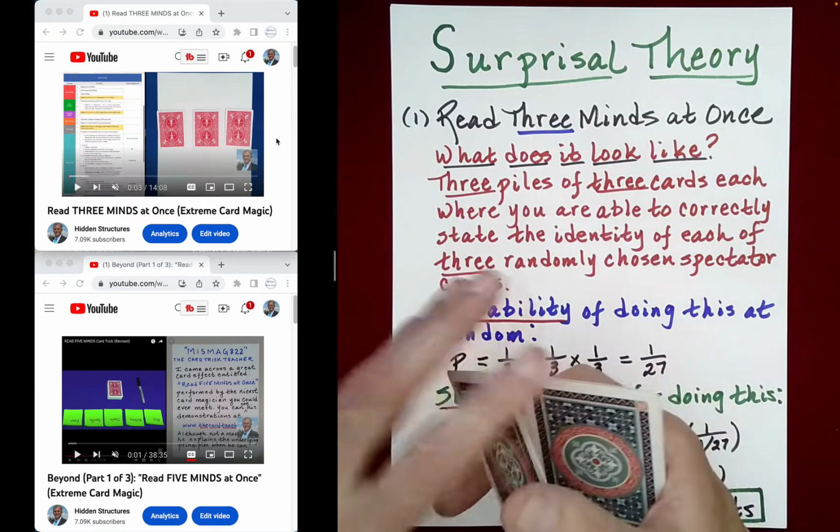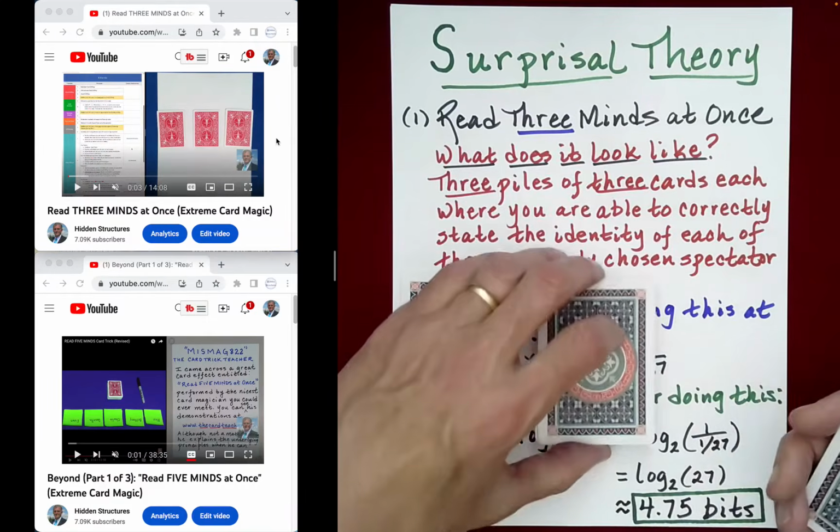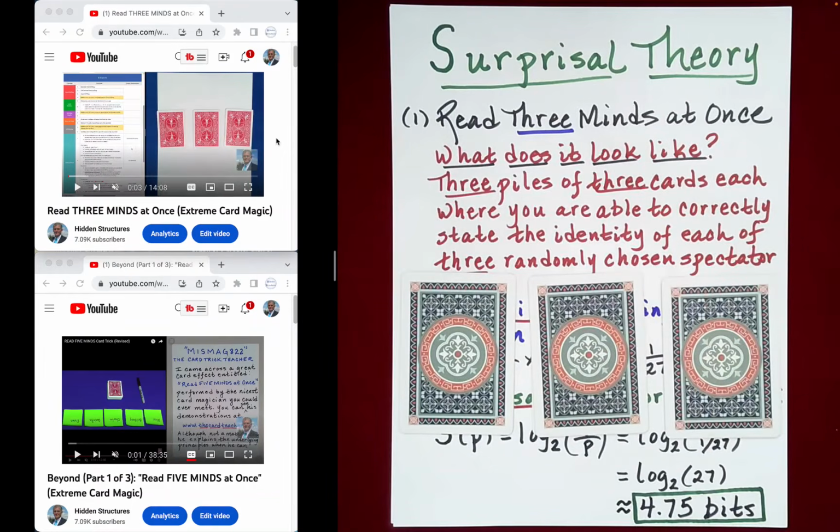I'll have the cards face down this time if that's okay. But pretend these are face up. The spectator is looking at these cards, the faces of the cards, and we ask just one question. Which pile contains your first selection? And knowing which pile contains their selection, you, as the performer, are able to immediately state the identity of their first selected card.